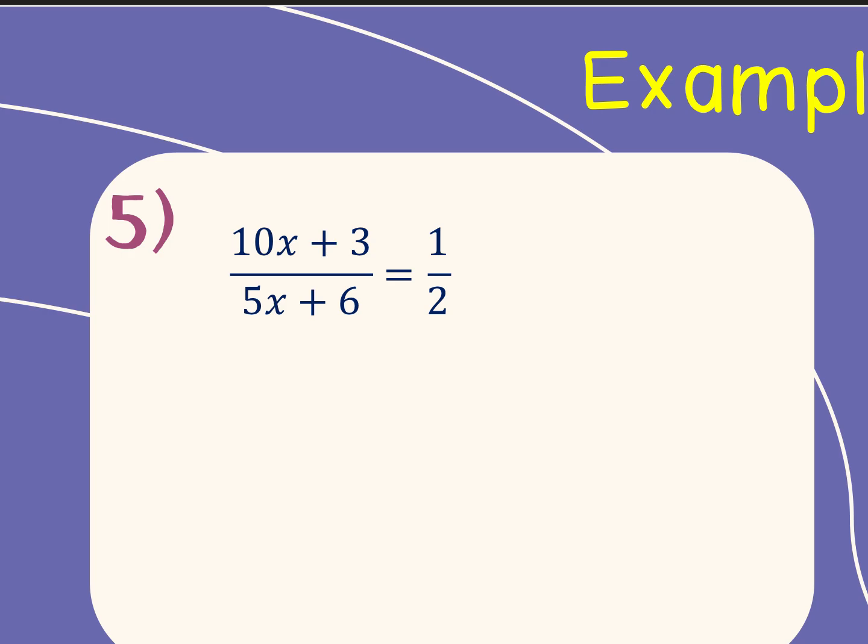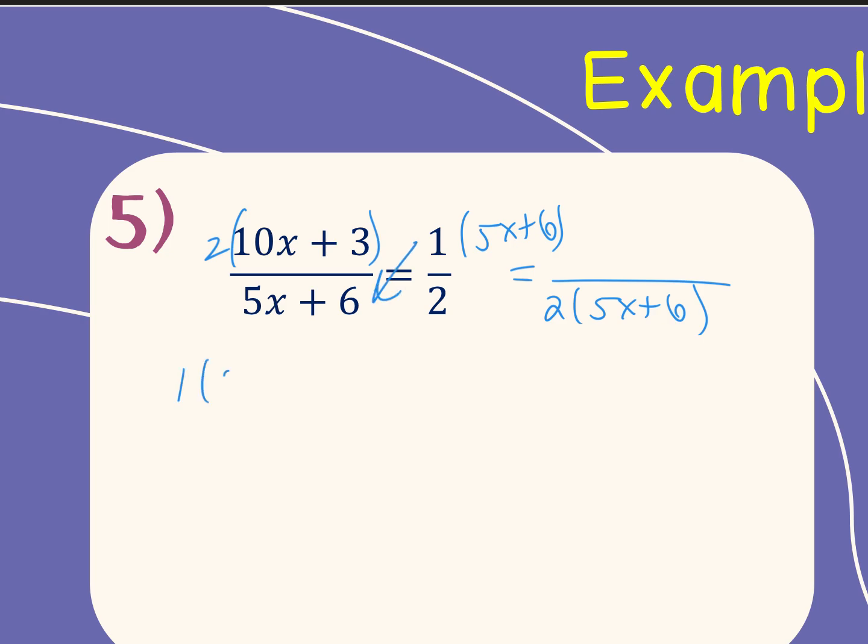If you don't like that, if you're like, wait, how do I know? I never know when to do what. It's fine. What would a common denominator be between 2 and 5x plus 6? 2 times 5x plus 6, right? So my first fraction has the 5x plus 6. What's it missing? The 2. My second fraction has the 2. What's it missing? The 5x plus 6. It's the same thing as just cross multiplying. If you were to cross multiply, you would have right here 1 times 5x plus 6 equals 2 times 10x plus 3. Exact same thing.